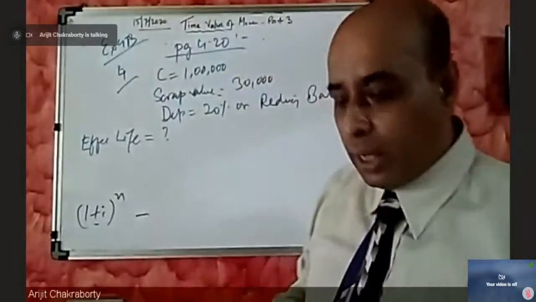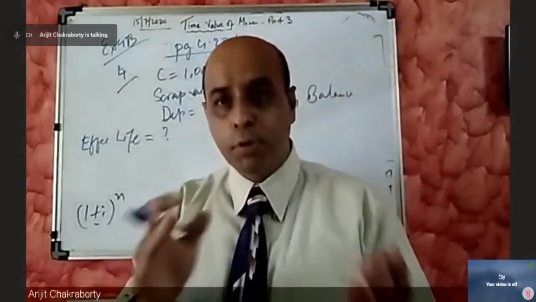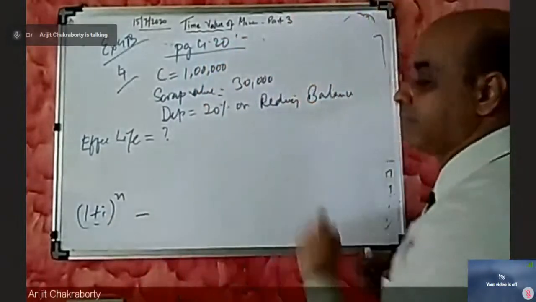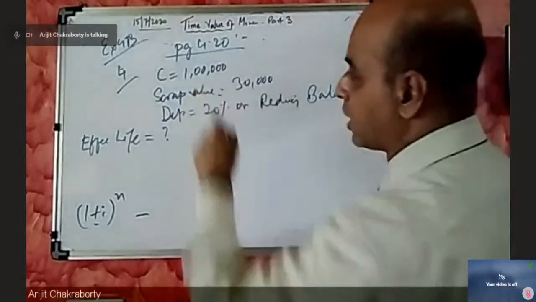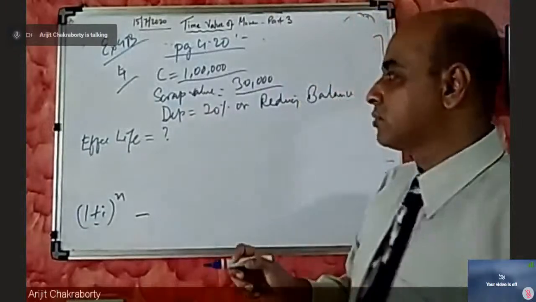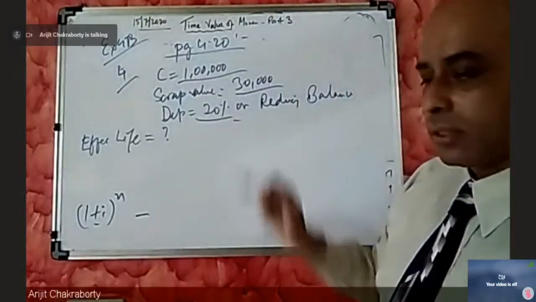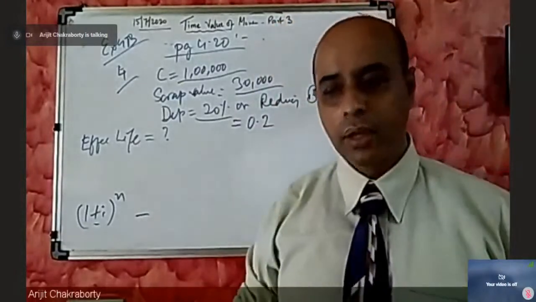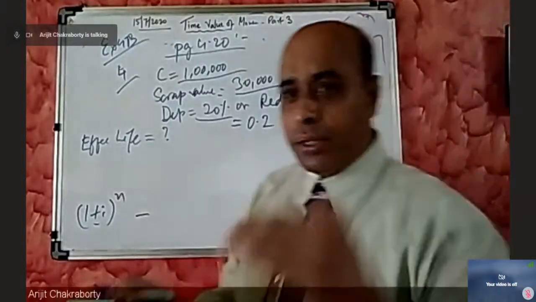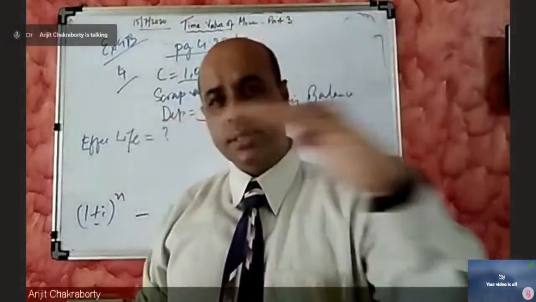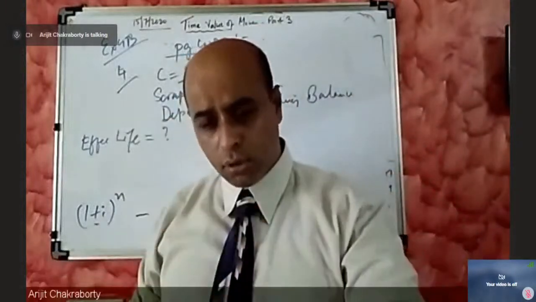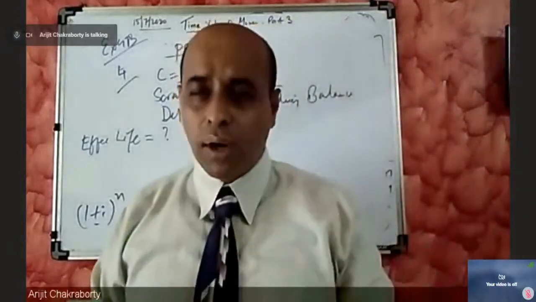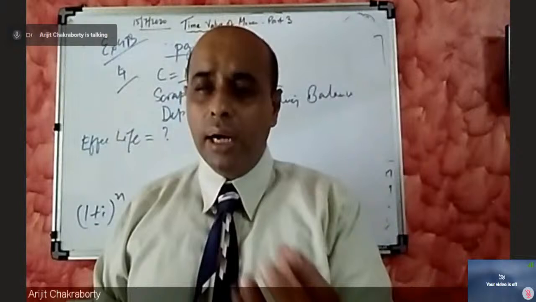So the problem is, if you just put the facts into an equation. Here we know the original cost 1 lakh, we know the scrap value 30,000. Depreciation is 20%, which means 0.2. Now, you start with 1 lakh, depreciate for the first year, balance, again depreciate, you go on. We have to find out the life of the asset. After the life of the asset is over, the remaining value is scrap.